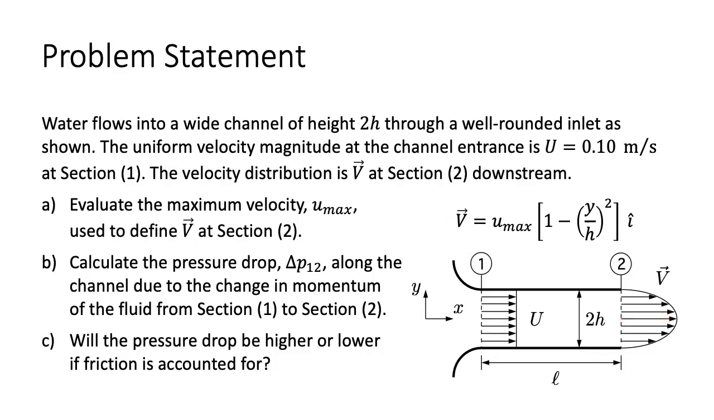For part A, evaluate the maximum velocity used to define the velocity distribution at section 2. For part B, calculate the pressure drop along the channel due to the change in momentum of the fluid from section 1 to section 2. For part C, discuss if the pressure drop would be higher or lower if friction is accounted for.